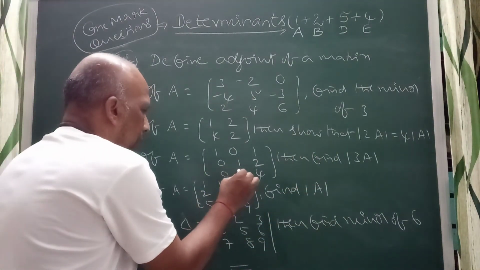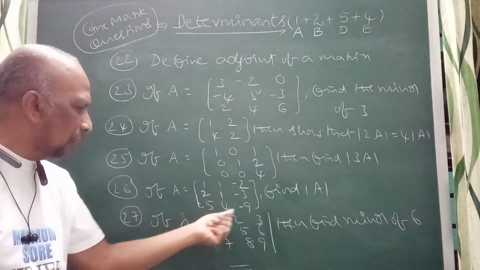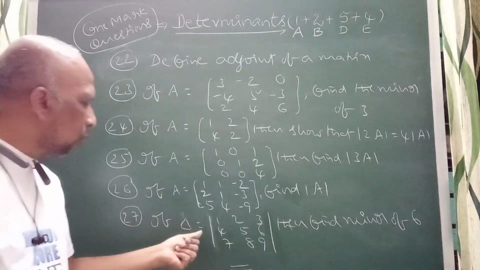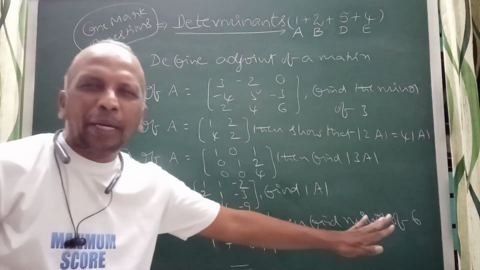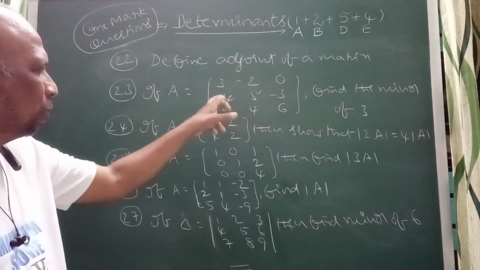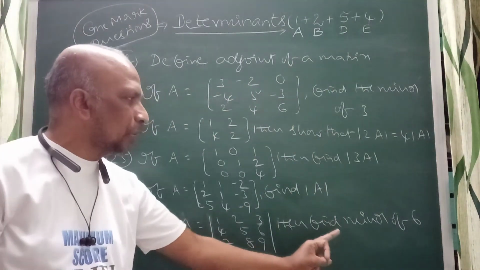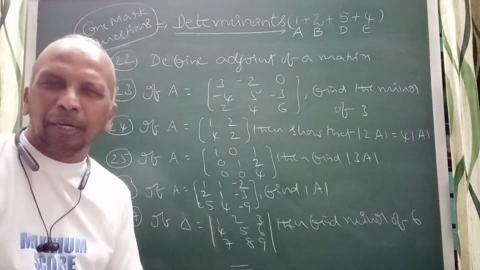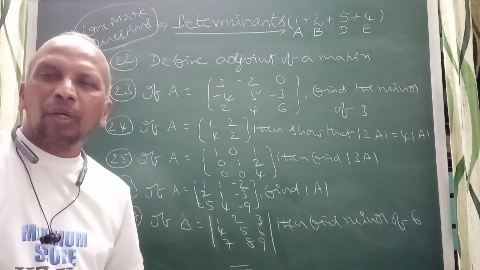Find det of 3A. And if A is equal to matrix 1, 1, minus 2, 2, 1, minus 3, 5, 4, minus 9, find det of A. Again, if delta is equal to determinant of 1, 2, 3, 4, 5, 6, 7, 8, 9, then find the minor of 6. Here, this is a matrix A: 3, minus 2, 0, minus 4, 5, minus 3, 2, 4, 6. Find minor of 3, here find minor of 6. Solve these problems, and you will be thorough with 1 mark questions in determinants. Thank you. See you in the next video for 2 mark questions.